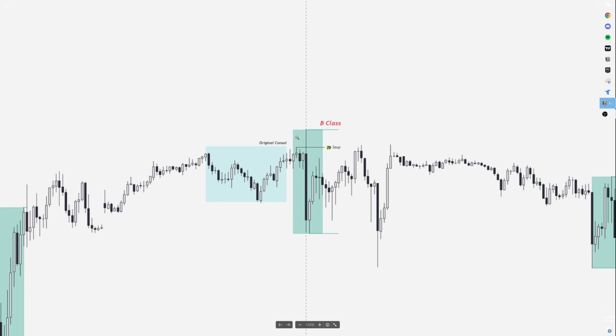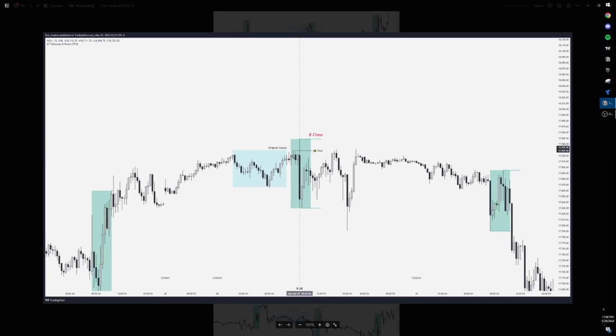Your A classifications will always, most times, I would say 80 to 90% of the times when you have an A class, it's going to be expanding. 8:30 is going to be expanding away in some fashion. 9:30 is going to be purging and reverting.